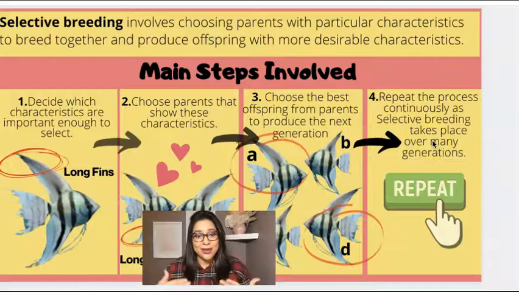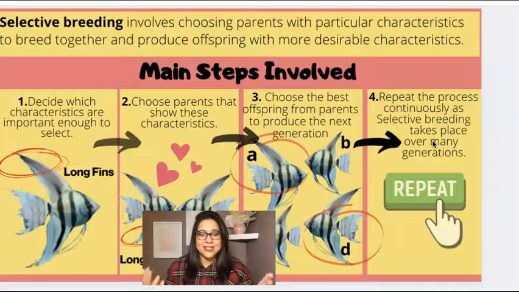Now, I want to emphasize also that selective breeding happens with both animals and plants. Although our example was centered around fish, I could have done something similar with corn, because corn is an example of a crop that's selectively bred over many years. So again, selective breeding happens with both animals and with plants.